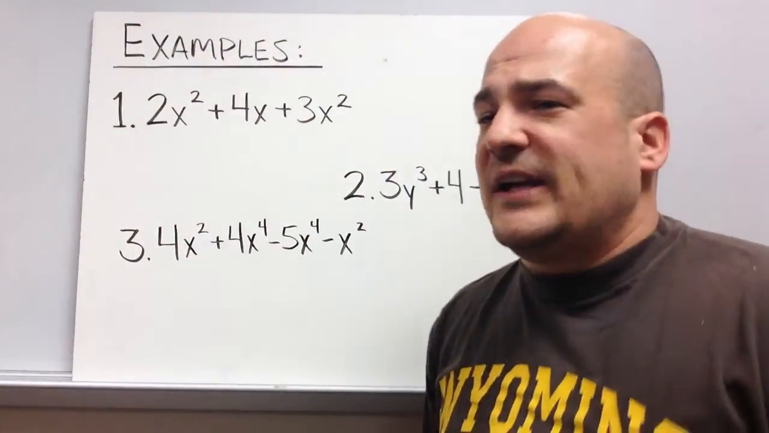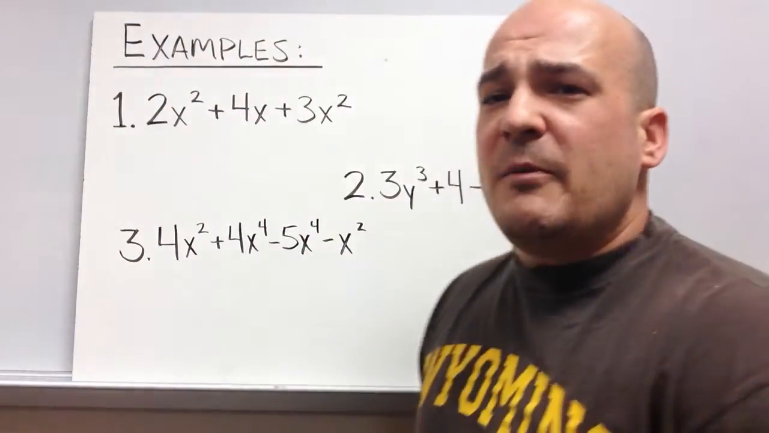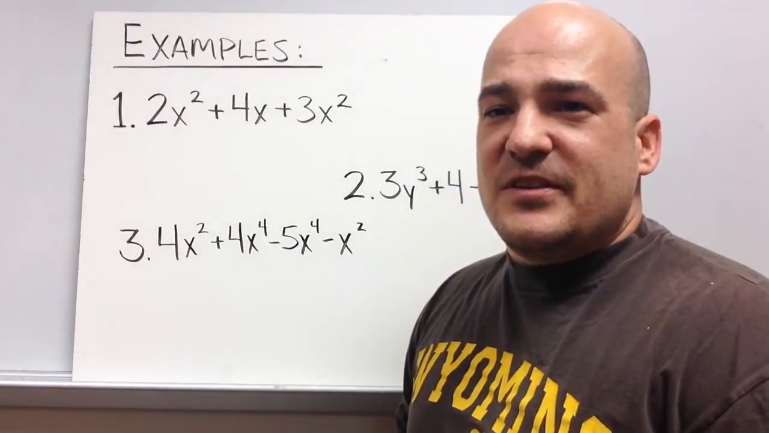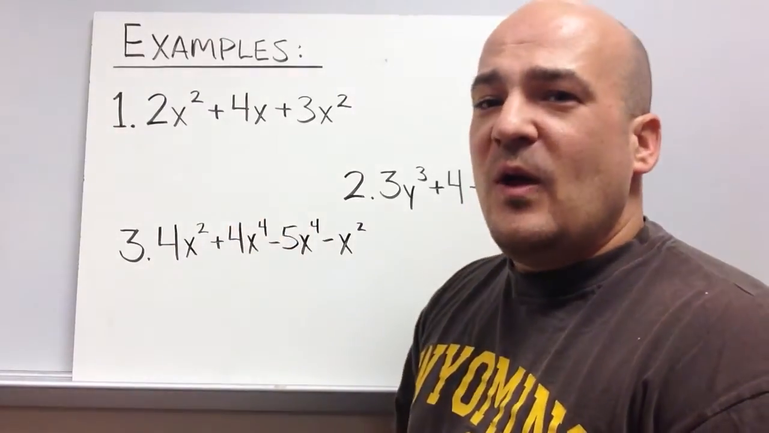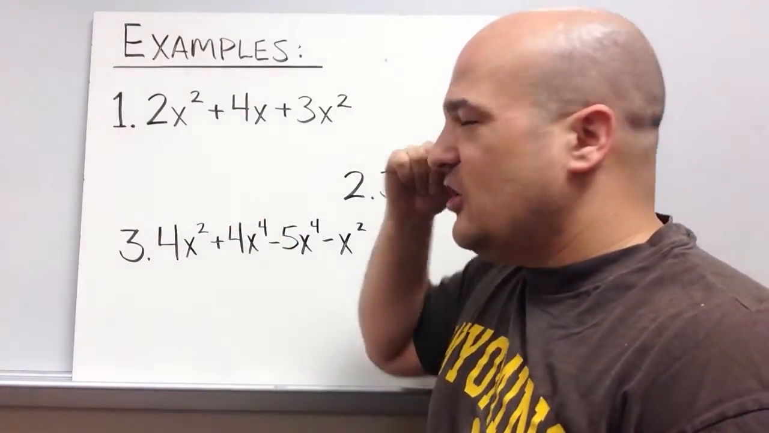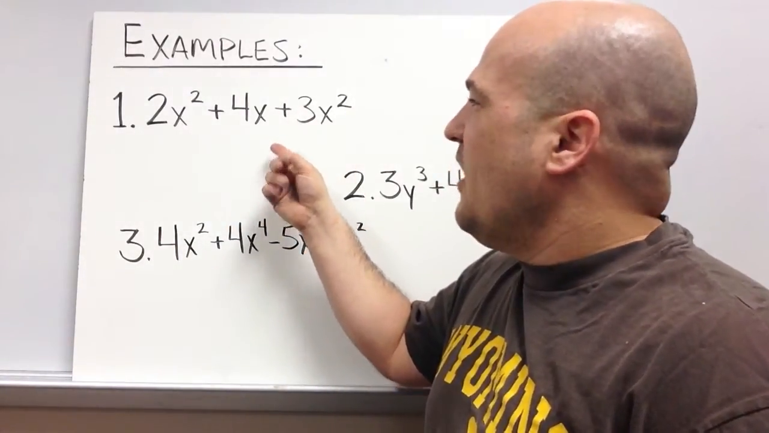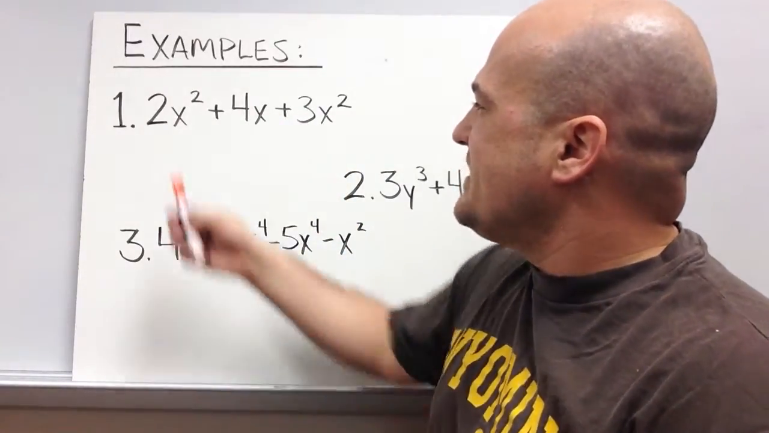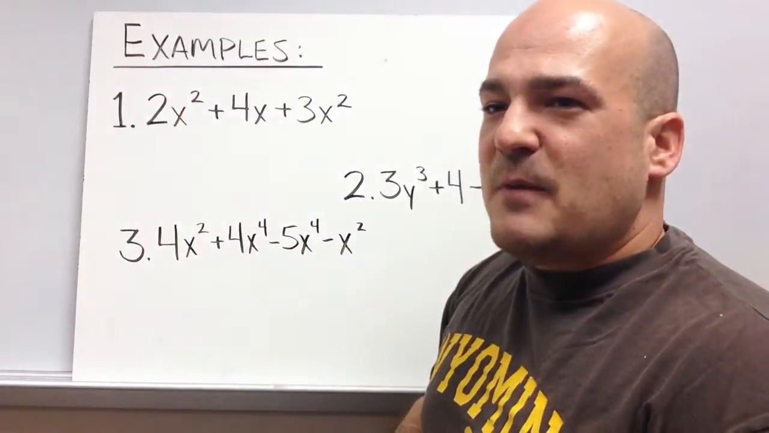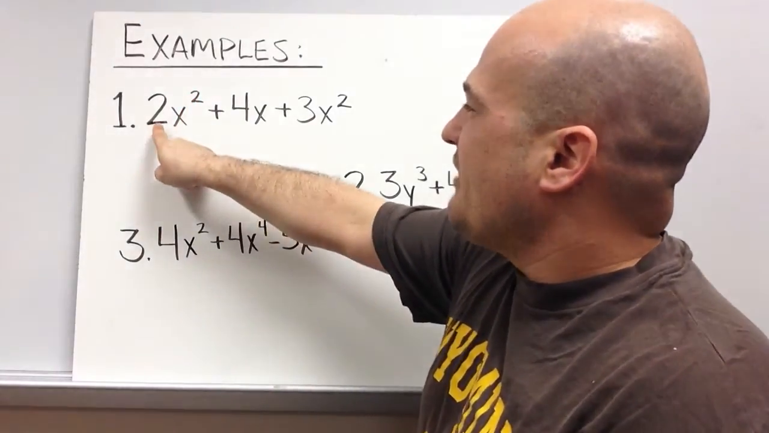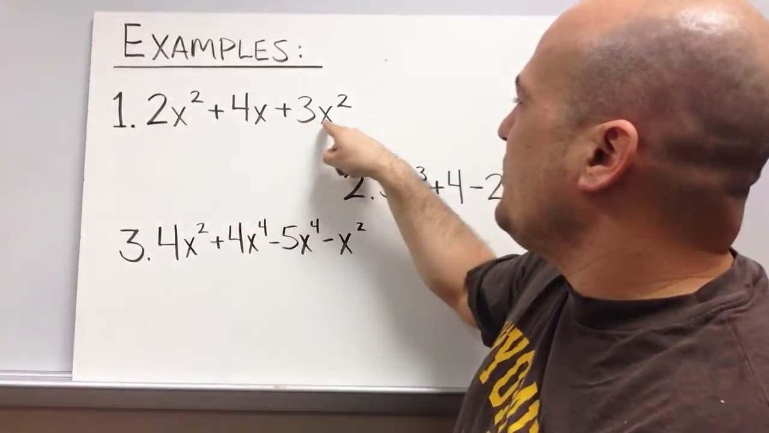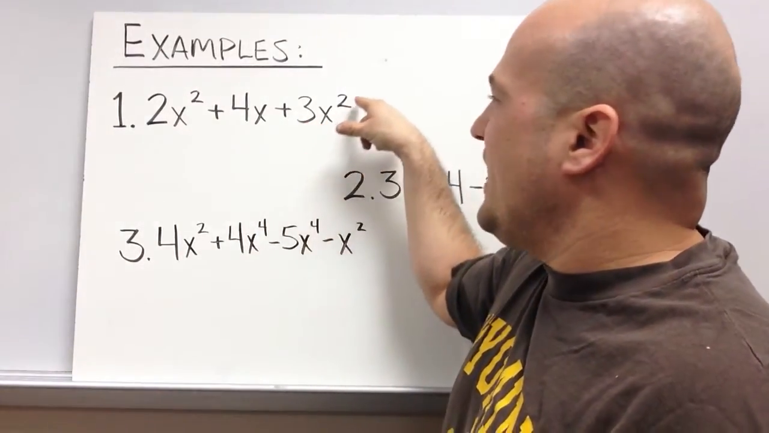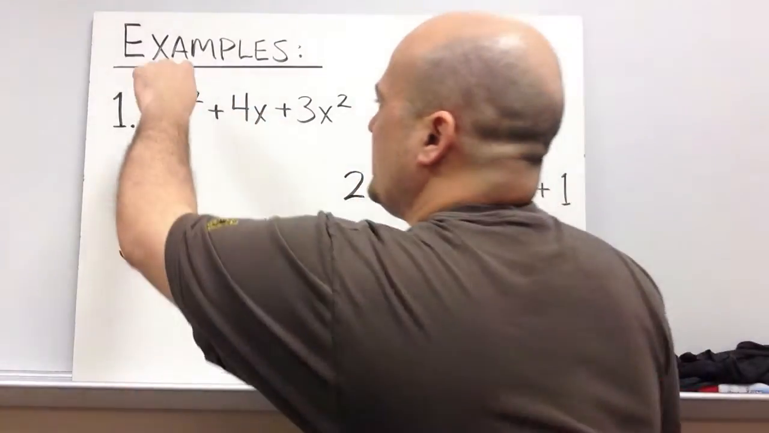All right, I've got 3 quick examples here. And remember, there's no need to complicate this. All we're doing is adding like terms. When I look at this first example, the first thing I'm going to do is see if I can figure out whether there are any like terms up here. Remember that like terms have to have the same base and the same exponent. As I'm looking at these, I've got a 2x squared and a 3x squared. Both of those have x as the base and 2 as the exponent, so those are like terms. I'm going to circle them.